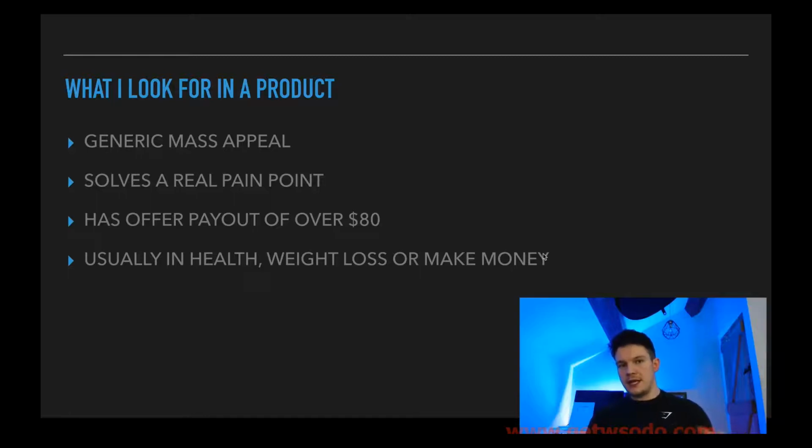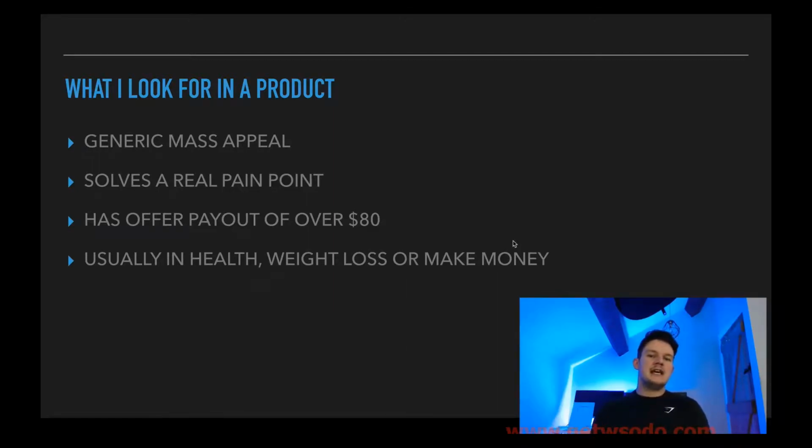I was doing this on native ads, and it was basically a little device that extracts moisture out of the air and damp out of the air. So if you've got damp and mold on your walls, it can extract them. Now, at first, when you're first looking at that, you might think, well, it's not a health problem, it's not a weight loss problem, it's not a make money problem. So then you might just dismiss that if you saw that on a spy tool.